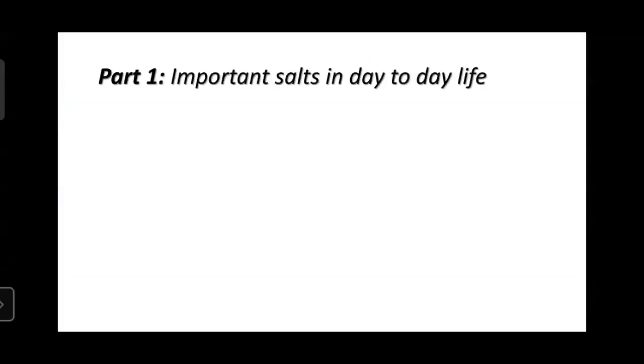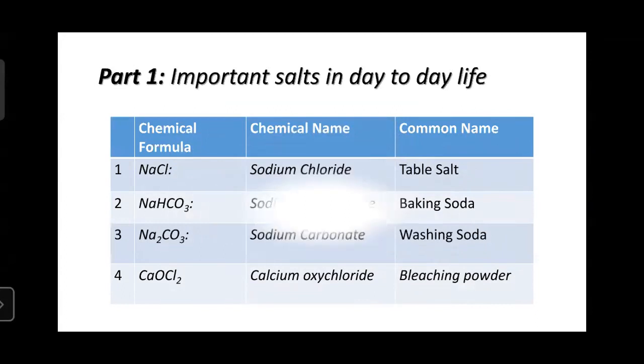First, we have seen the important salts in day-to-day life. That is NaCl. The chemical name of NaCl is sodium chloride. We call it a table salt, which is the common name. Next was NaHCO3. The chemical name of NaHCO3 is sodium bicarbonate, that is baking soda. Next, Na2CO3. The chemical name of Na2CO3 is sodium carbonate, and commonly we call it washing soda.